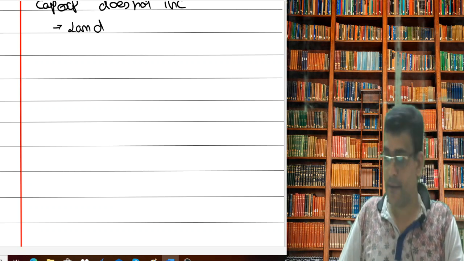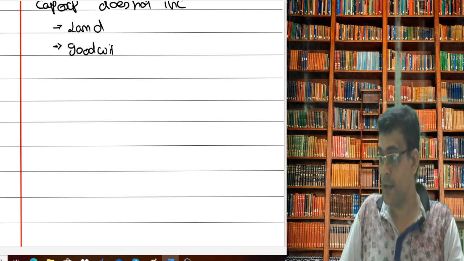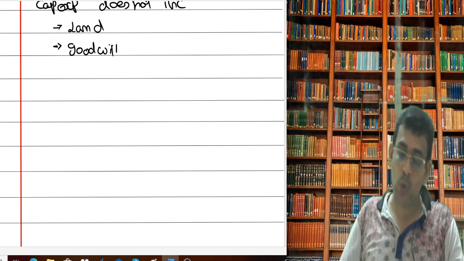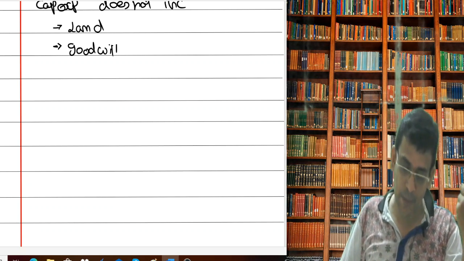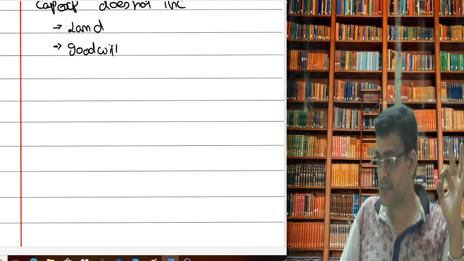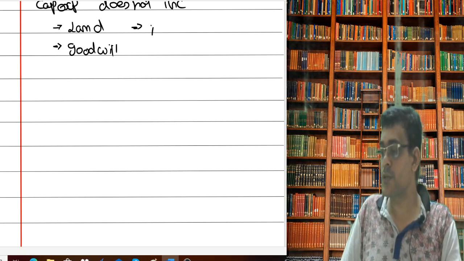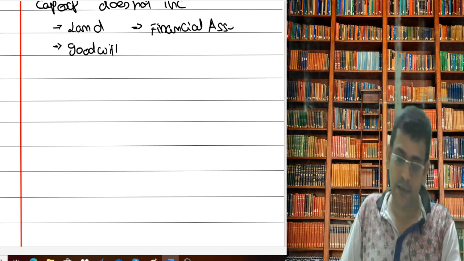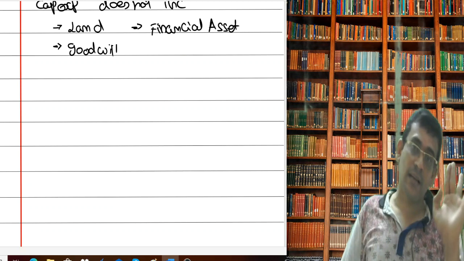Apart from the land, if you are incurring any capital expenditure towards goodwill, even goodwill is not to be considered as a capital expenditure which is eligible for a specified business. And the last one mentioned here is your financial instrument. So these are the three assets which are not eligible. Financial assets are also not eligible. The rest of the capital expenditure is eligible.